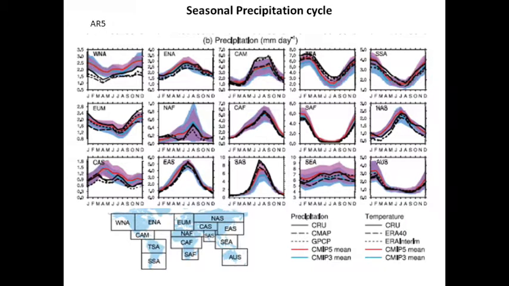For example, let's take this one, West North America. The model is overestimating the observation there. But it has the cycle, the variability. This is important. The model can see this seasonal variability. Well, sometimes it is not the right value of precipitation for each month, but the variability is okay. But there are other, for example, let's take this one.